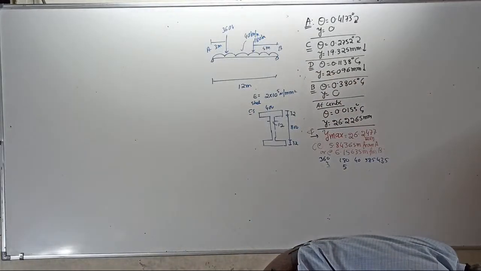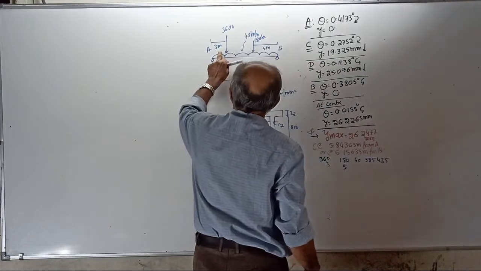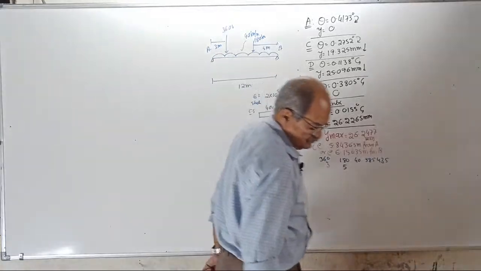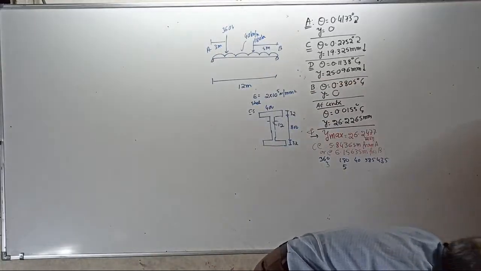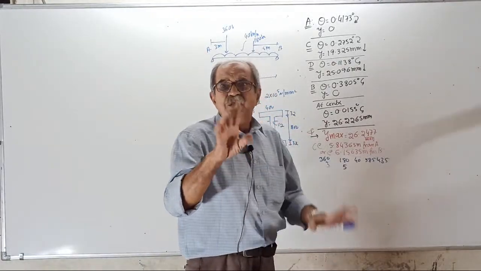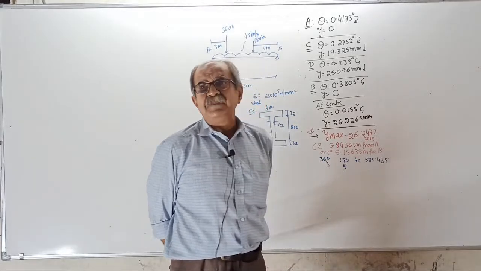Correct? Tell me. 360 at 3 meter. Yes, 3 meter I wrote. 360 at 3 meter, 180 at 5 meter, correct? Yes. Now, for you also, the question is: correctly draw SFD and BMD.